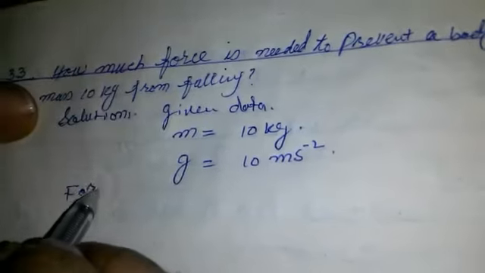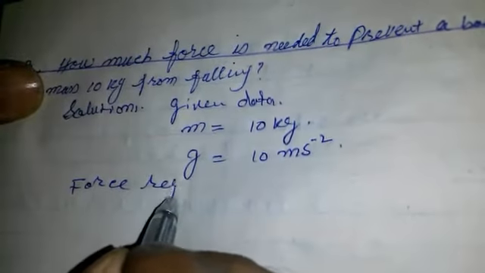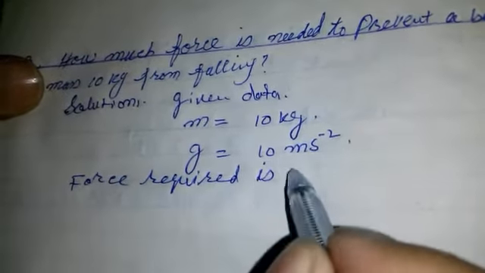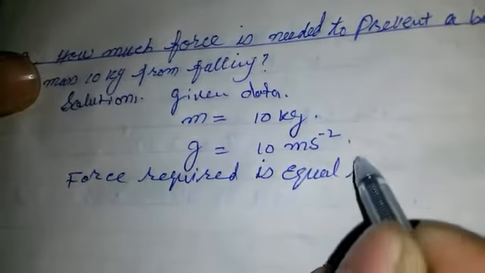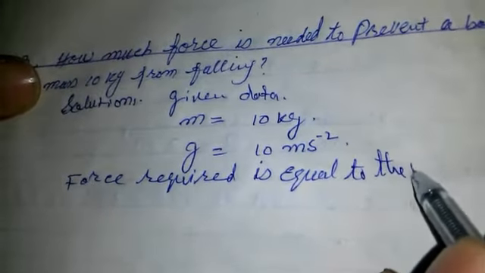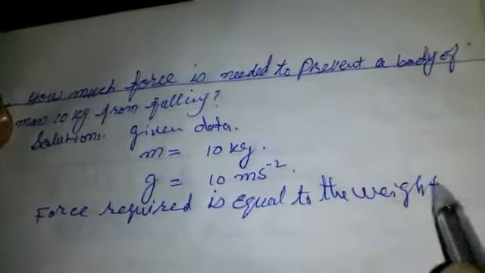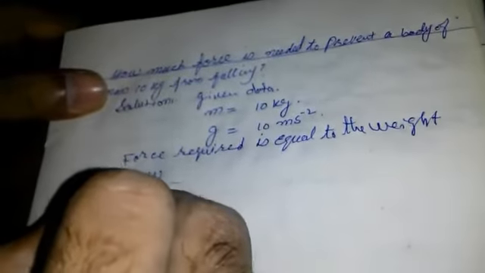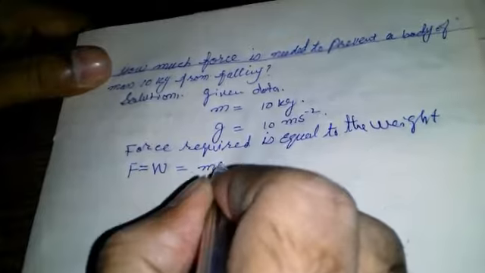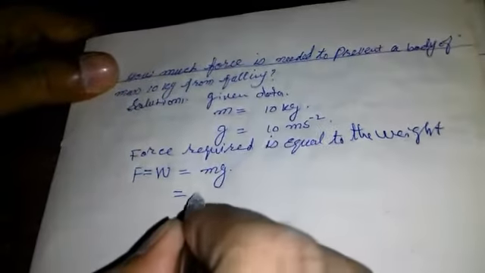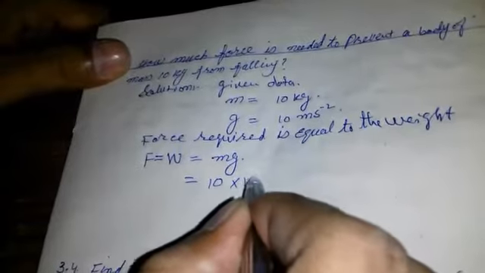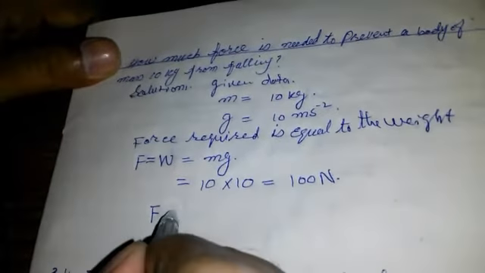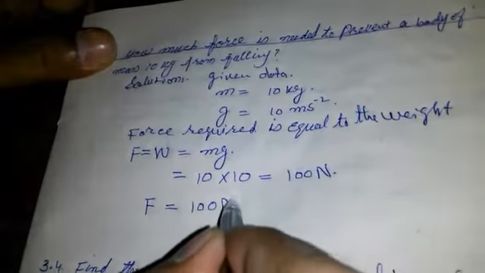Force required is equal to the weight. So F is equal to W is equal to mg, which is equal to 10 into 10, which is equal to 100 Newton. Force required, F is equal to 100 Newton.